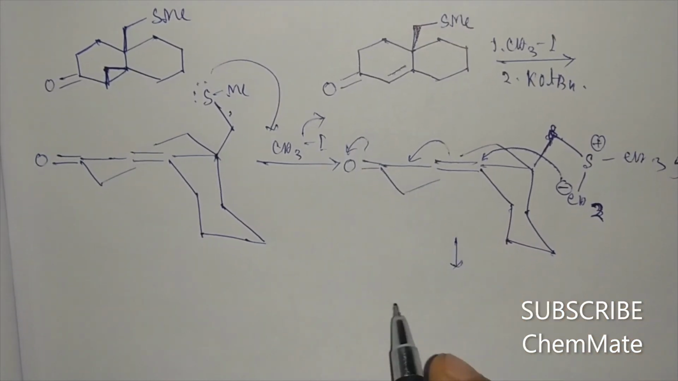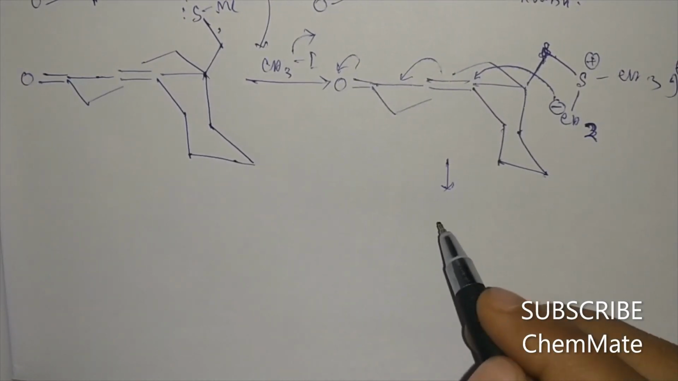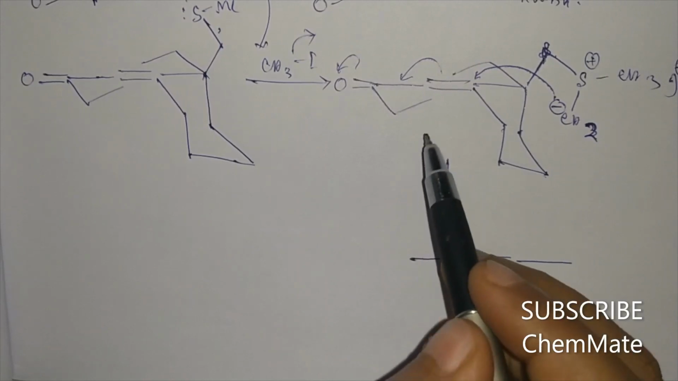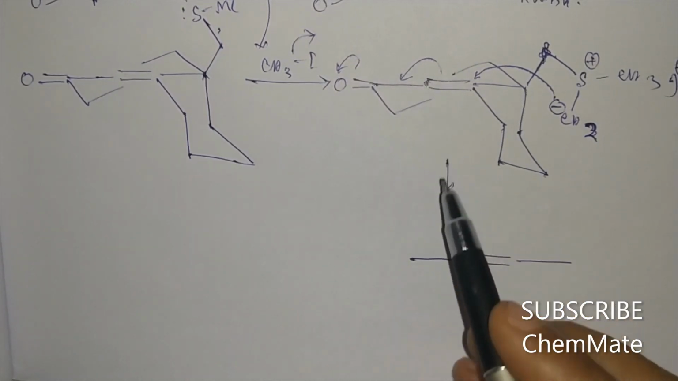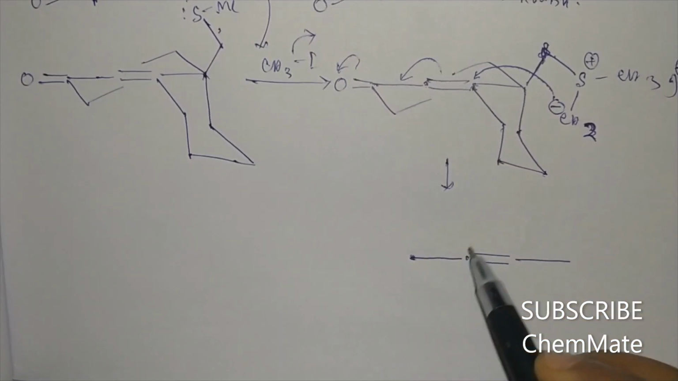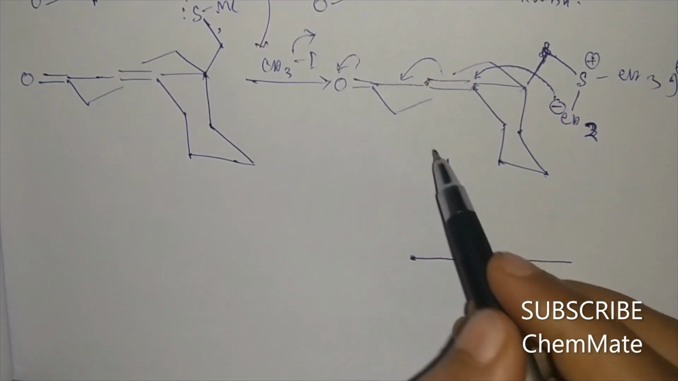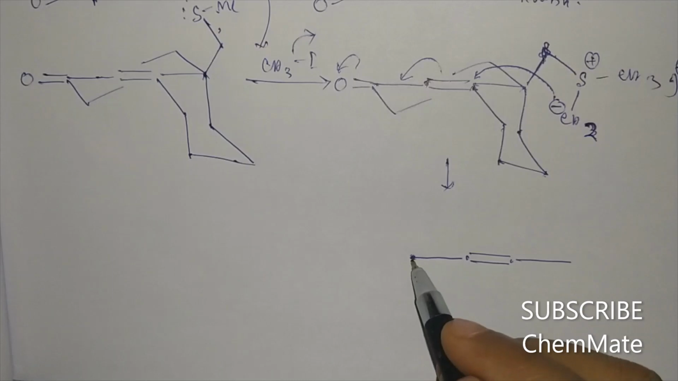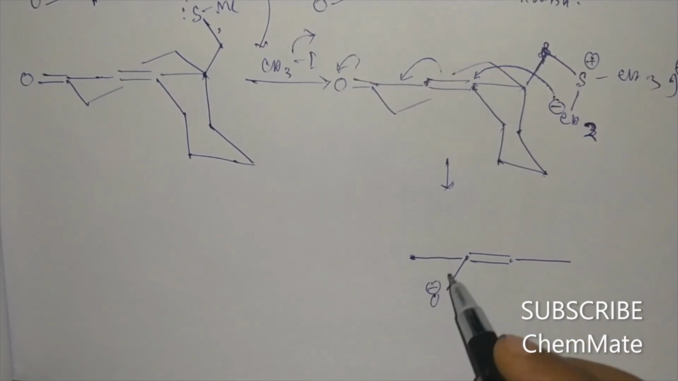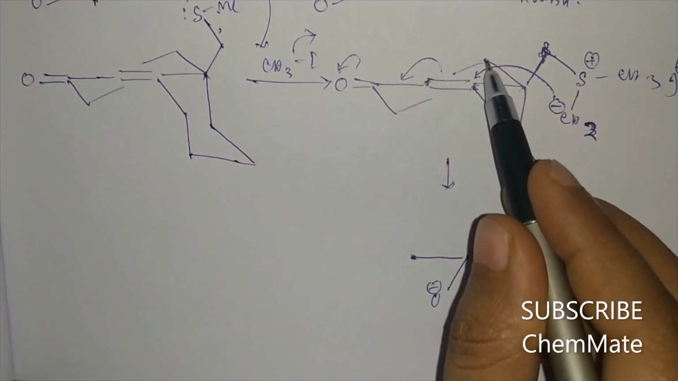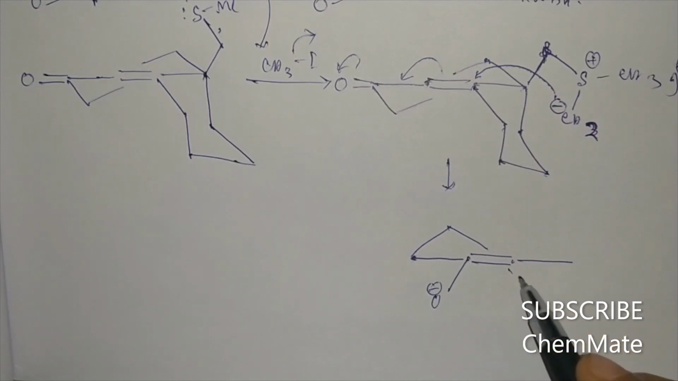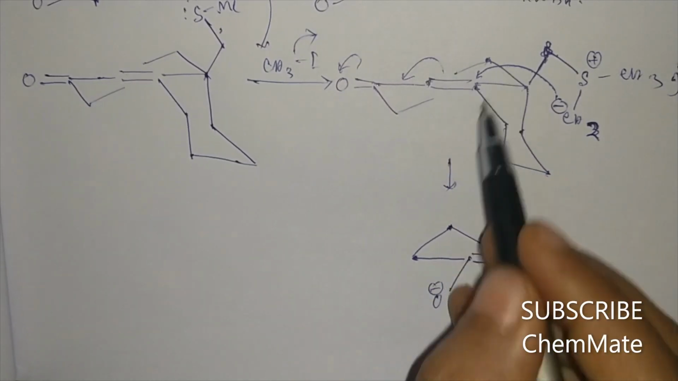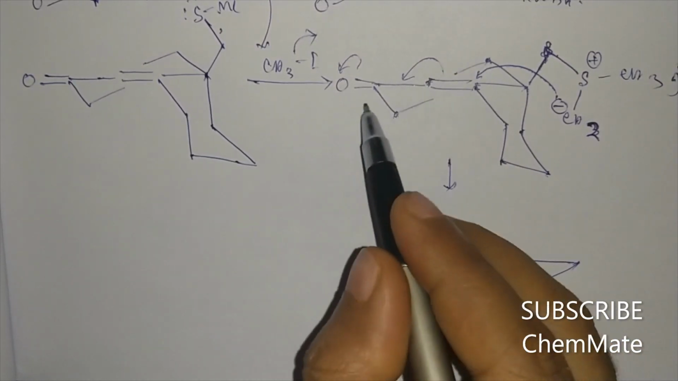So the product will have this conformation. Now we have to shift one carbon towards left. Now this carbon will draw here, and this carbon will draw here, this carbon will draw here. So now the O minus will be attached here. This will be the O minus, and now this carbon will be this. This carbon is now here. This is here. This is here.